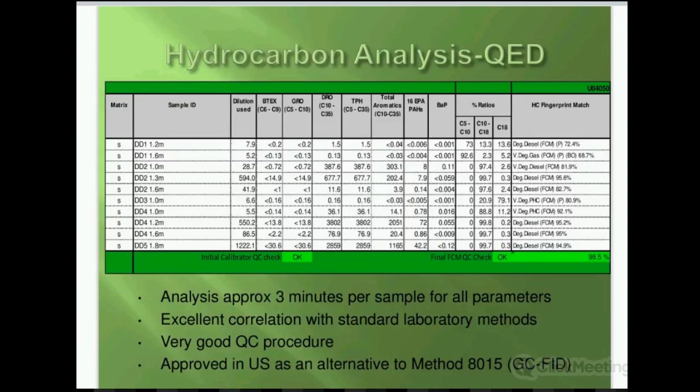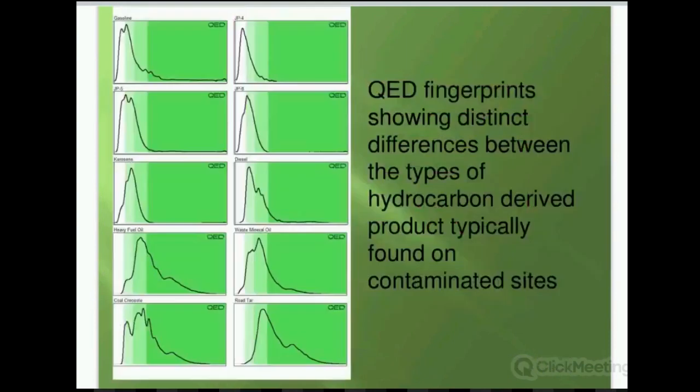And you get excellent correlation with standard lab methods. It's a very good QC procedure, and it's approved in the US as an alternative to method 8015. Method 8015 is the GC-FID method that we typically use in the UK as well for TPH.